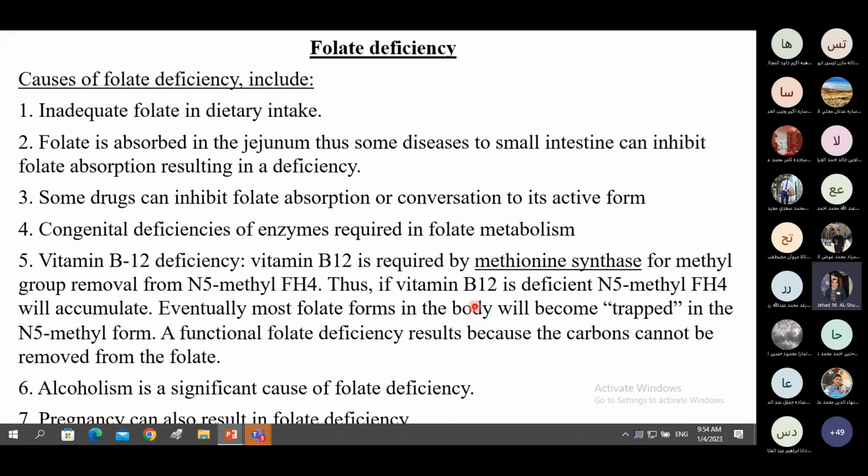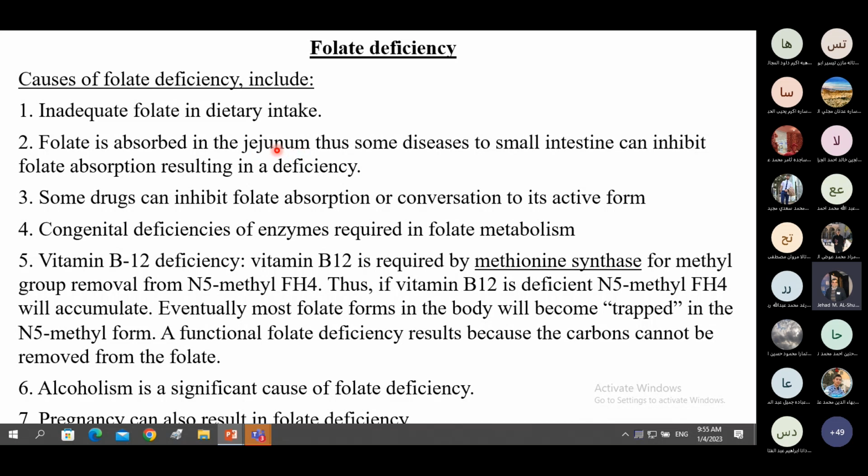Now, folate deficiency. What causes the folate deficiency? Maybe first, inadequate folate in our food. Maybe we are not taking enough food that has vitamin B9. Second, the folate is absorbed in the jejunum. The jejunum is one part of the small intestine. Thus, some diseases that occur in the jejunum may prevent or block the absorption of folate. So, diseases of the jejunum.